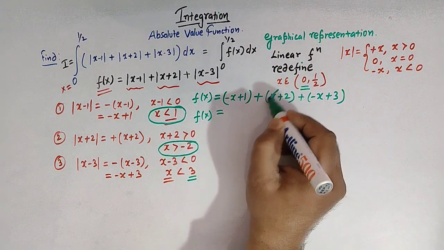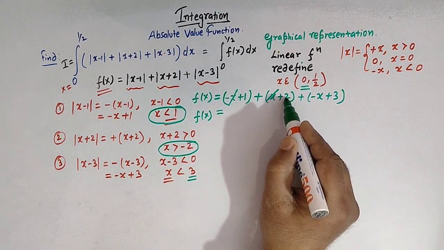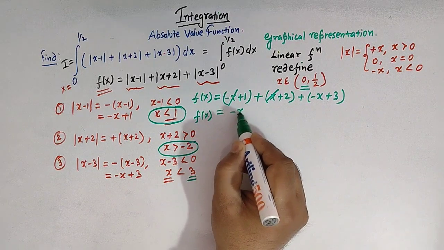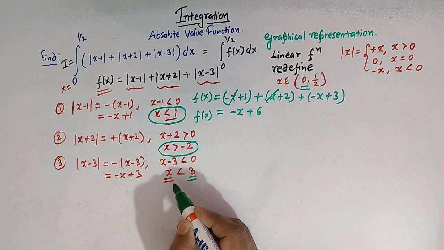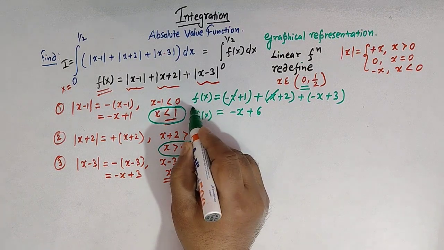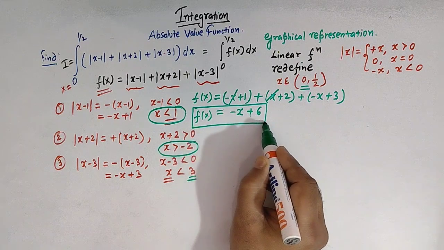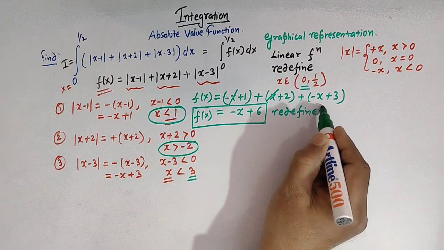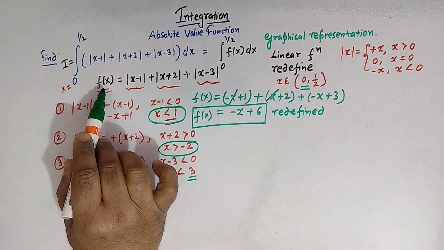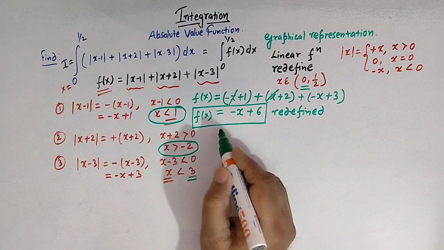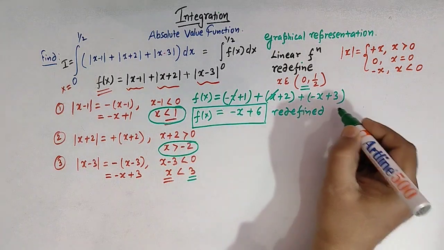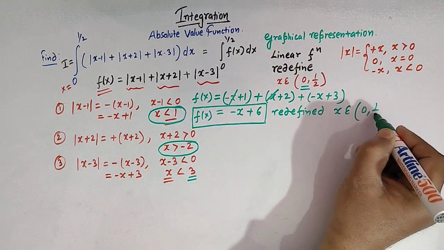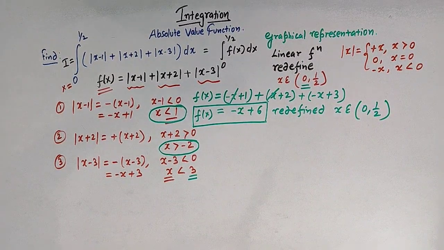So now we can simplify this expression. So we have this x and this x get cancelled. So 2 plus 1 is 3. 3 plus 3 is 6. So we have minus x plus 6, right? So now we have obtained this redefined form of the function f of x, right? So now f of x is minus x plus 6 in the interval when x belongs to 0 to half, right?